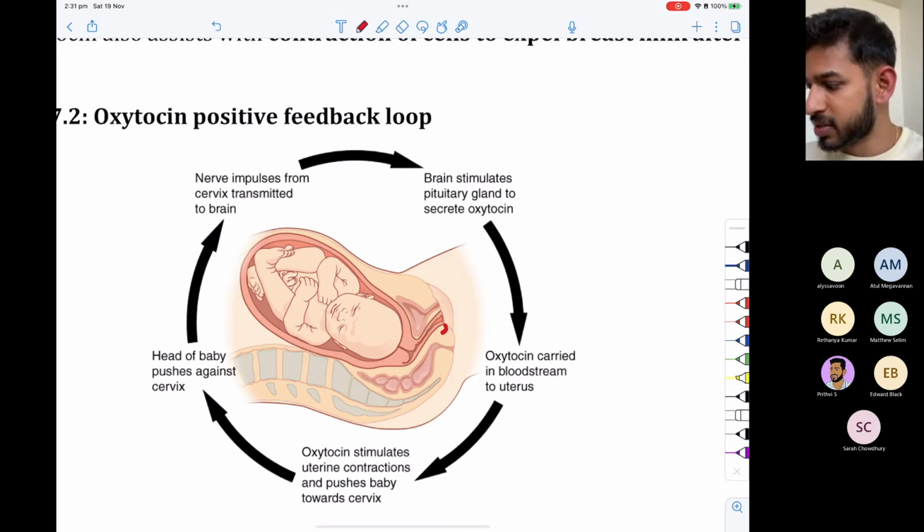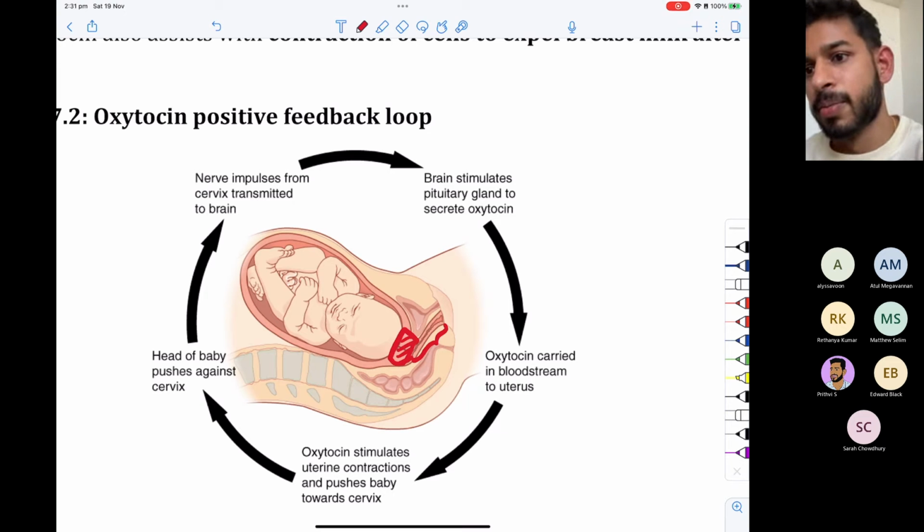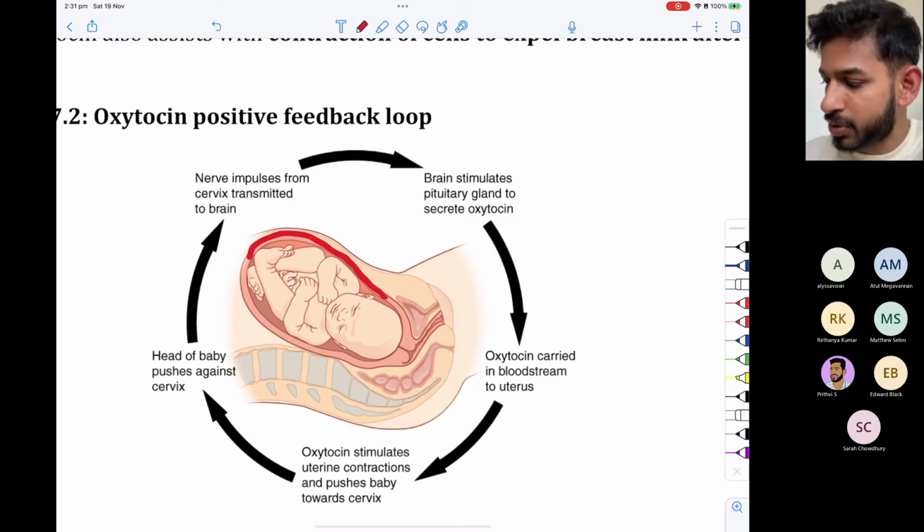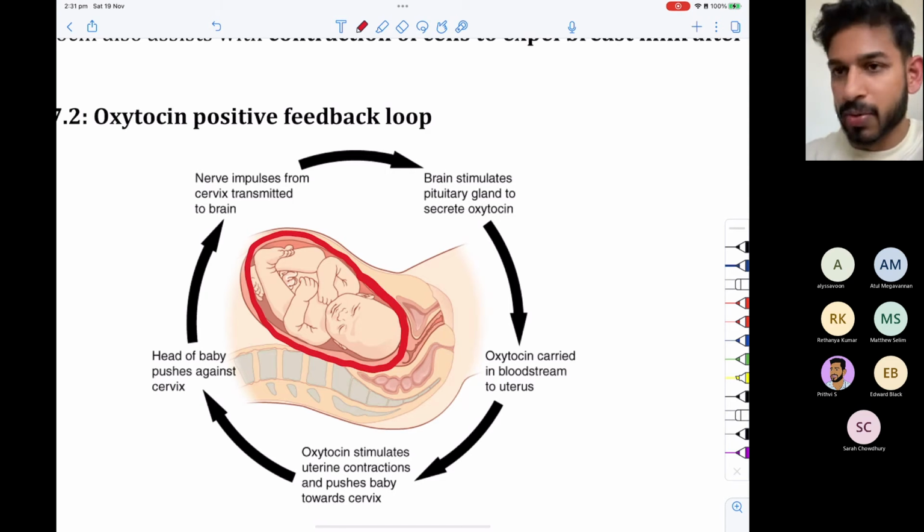Now, can anyone tell me, so this is the vaginal canal. What would this structure be that I've just highlighted there? Edward, what would you call that structure? Very good, the cervix. Good job, Sarah, right? And so what you all see here, this is the uterus and its bulk.